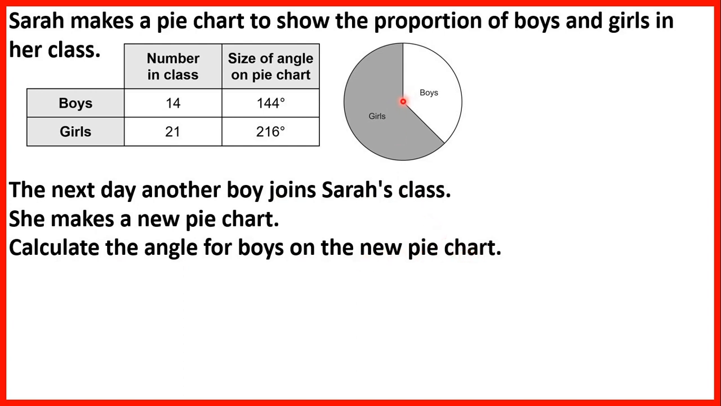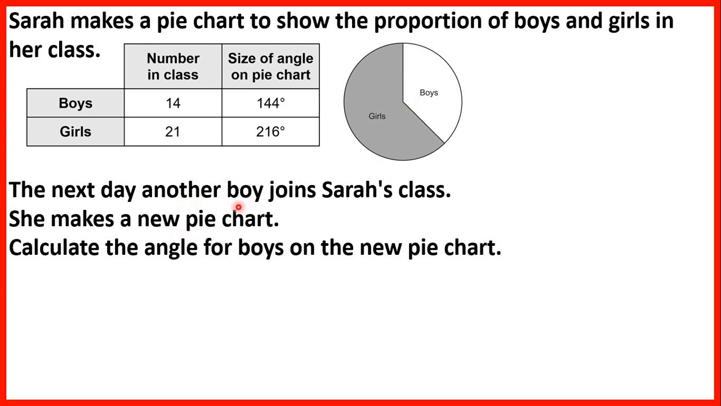So we need to remember that angles on a pie chart, we have angles around a point, and angles around a point always add up to 360 degrees. So on her original pie chart, 144 plus 216 gives a total of 360. So what we can do to calculate the angle for boys, we can find the fraction of the children that are boys, and then find an equivalent fraction with a denominator of 360.